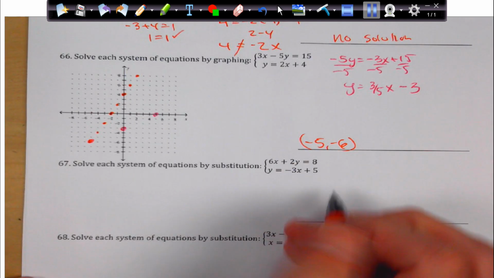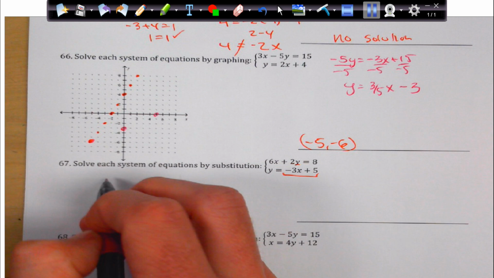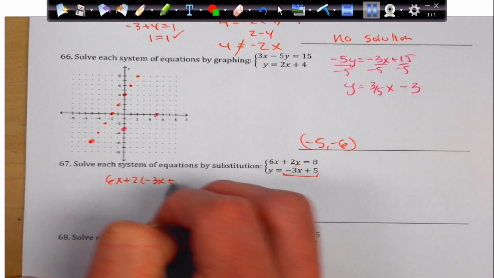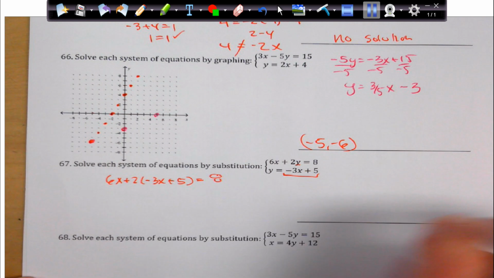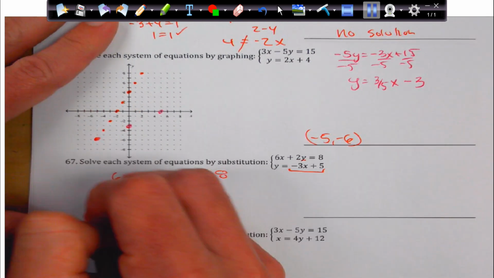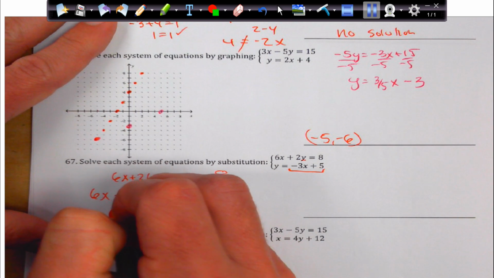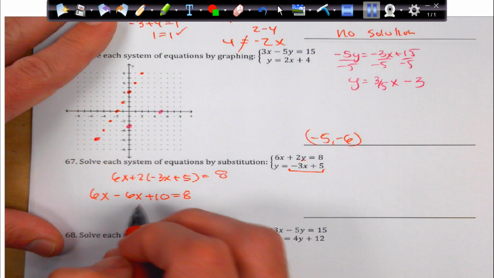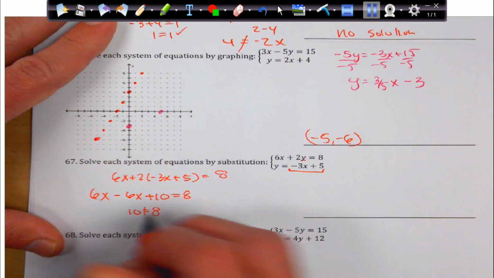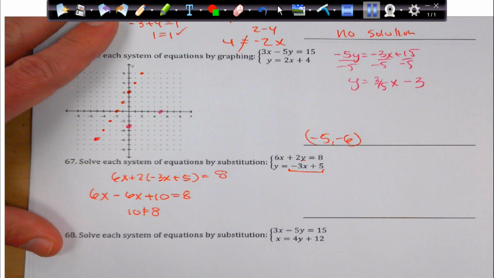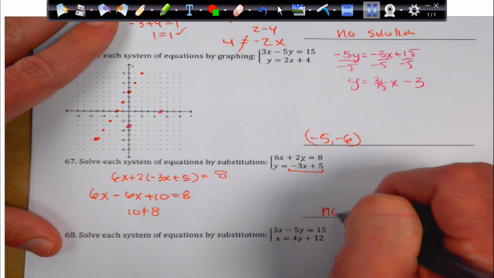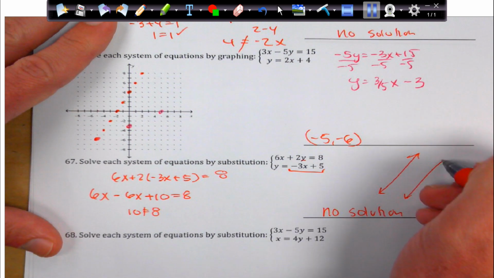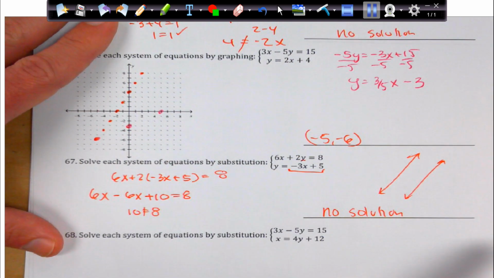Solve by substitution, so I'm going to take this guy and plug it in for y. So I get 6x plus 2. Then I sub in what y equals, and then we distribute. So 6x minus 6x plus 10 equals 8. Now here the 6x's cancel out and I get 10 equals 8, which is not true. So this is a situation where we get no solution. Basically, we probably have lines that are parallel. They're never meeting. So that's kind of what's happening on that one.